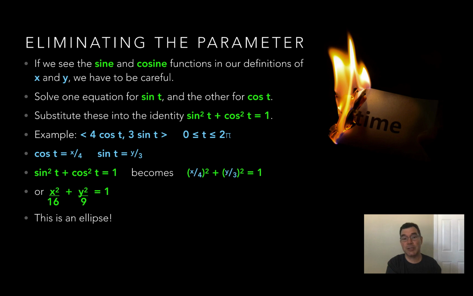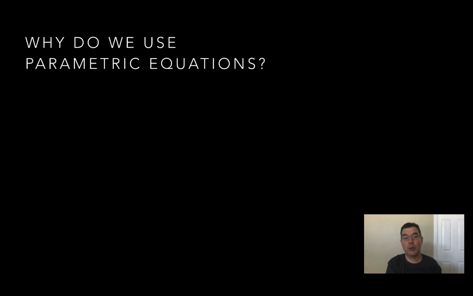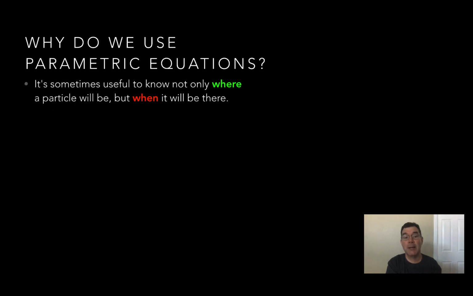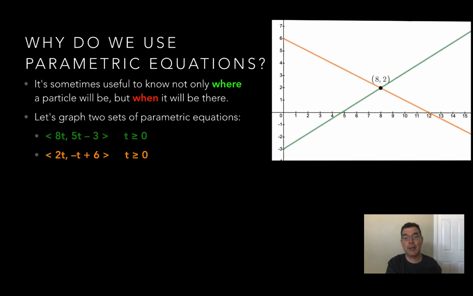If I had x equals something or y equals something, I wouldn't be able to do that with a normal function like that. So why do we use parametric equations? Well, sometimes we might not just want to know where a particle is along its path, but we might want to know when it gets to each of the points on the path. So let's just look at an example of this.